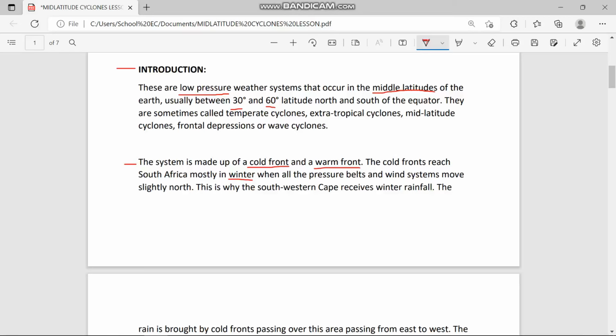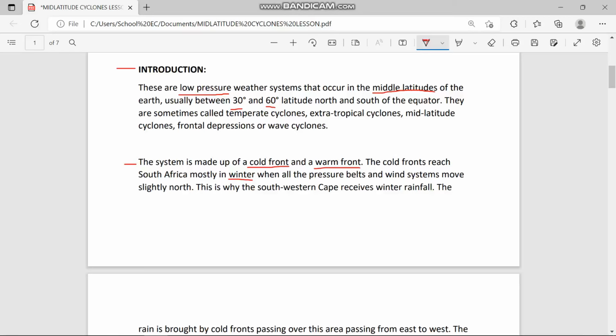Okay, in winter, all the pressure belts and wind systems move slightly north. What does this mean? This basically means that the equator moves upwards, or all of the pressure belts, all of the lines of latitude in the world, move upwards and southwards, up and down.